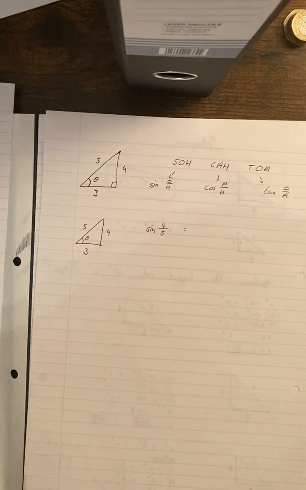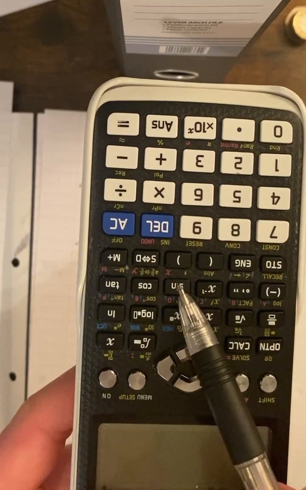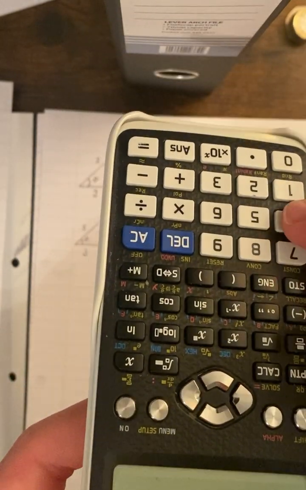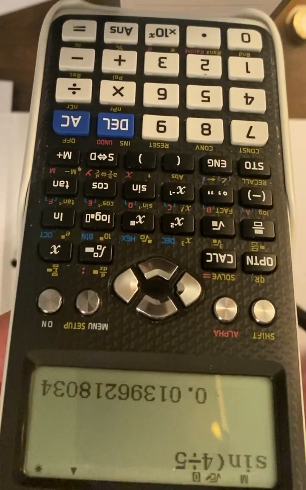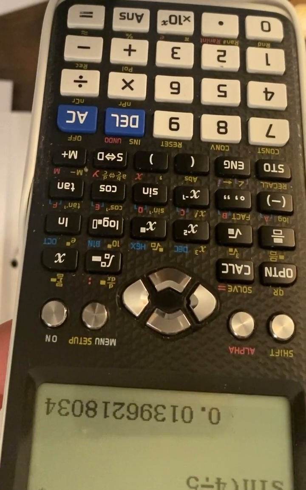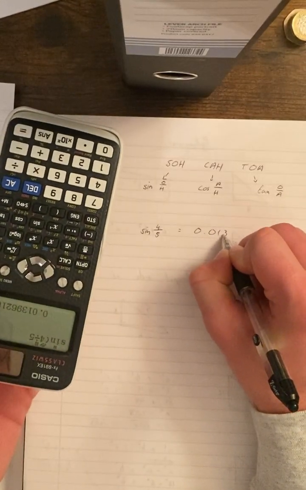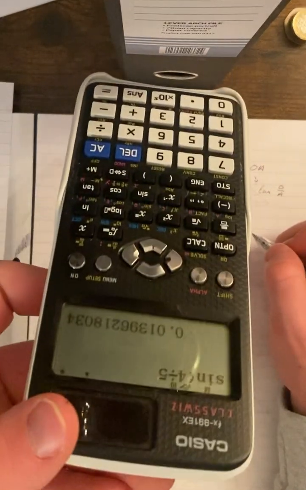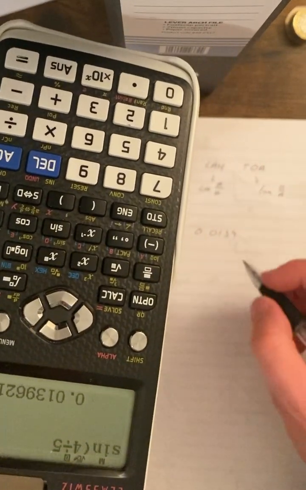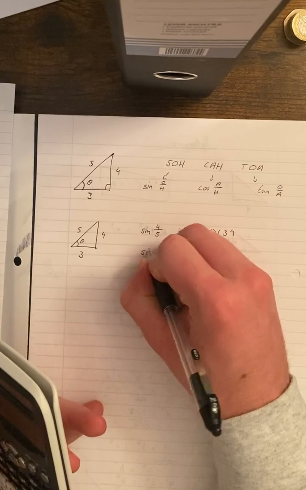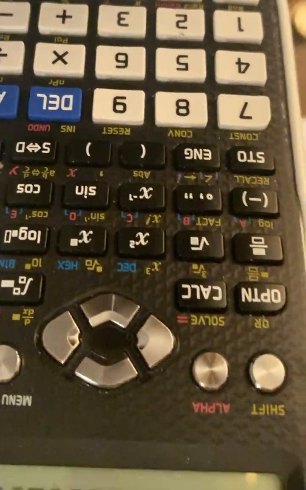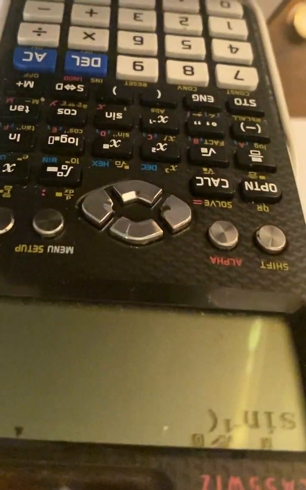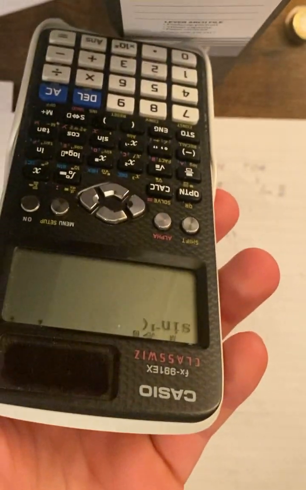And if you put that into your calculator, you can do the sine of 4 divided by 5, and that comes out to be 0.0139. Now, you look at that and you think, right, that can't be the angle, can it? So what we do then is we take the inverse sine of that. If we do sine minus 1, which you can find on this calculator, if you press the shift button and then you press your sine button, you get sine minus 1 like that.